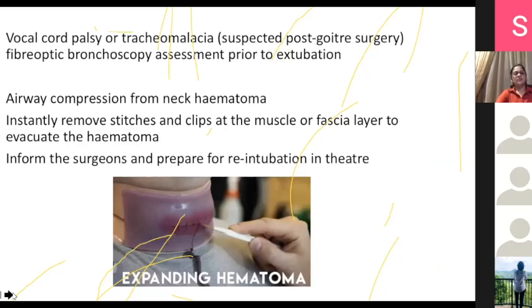And what's been recommended is instantly to remove the stitches in the skin and the fascial layers and to remove the clips so that you can evacuate the hematoma, and the patient has to be taken immediately to the theater by informing the surgeons as well as the theater staff. So the expanding hematoma should be removed as early as possible.